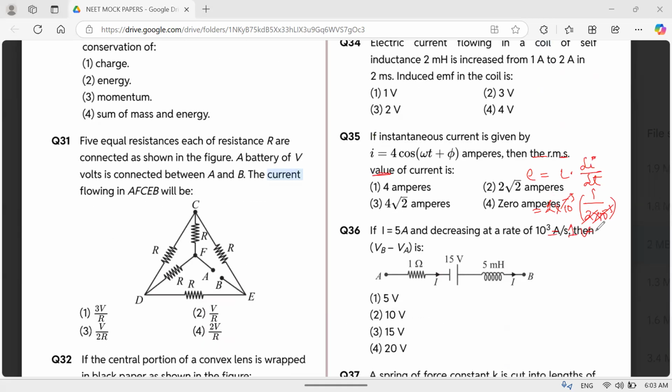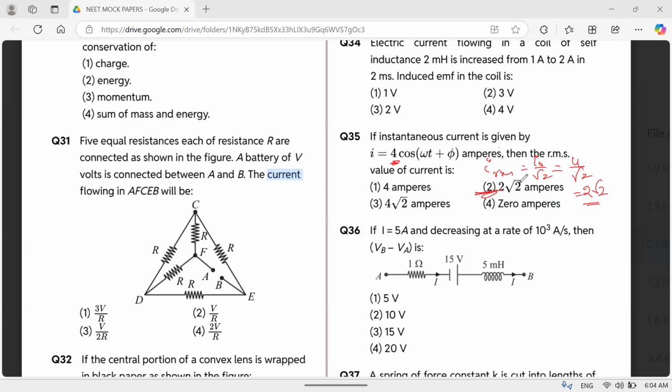Question number 35. Yesterday only I did this model. Chapala. The instantaneous current is given by I is equal to 4 cos omega t plus 5. Then the RMS value of the current is how much? Faster. IRMS will be equal to how much for me? I naught divided by root 2. I naught is how much for me? 4. 4 divided by root 2. 4 divided by root 2 is how much? 2 root 2. 2 root 2.